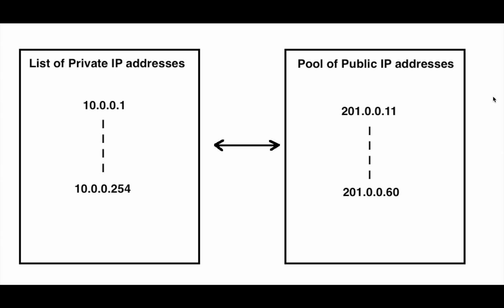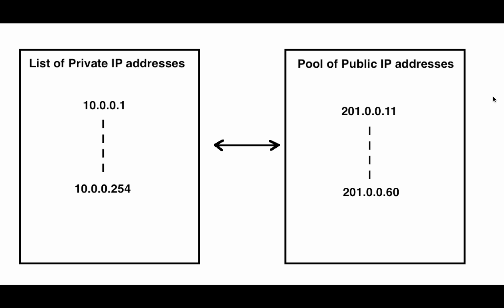Now the trick here to conserve public IP addresses is that we take a larger number of private IP addresses, a bigger list of private IP addresses, and we map that to a comparatively smaller pool of public IP addresses. As you can see in this diagram, we are using around 254 private IP addresses and we are mapping them to around 50 public IP addresses only. So 1:5. So for every 5 private IP addresses, we are just having a single public IP address.